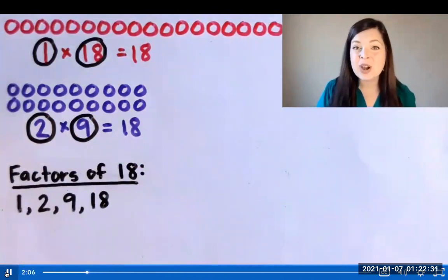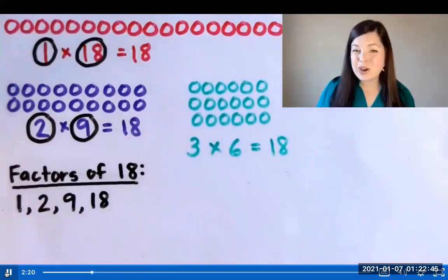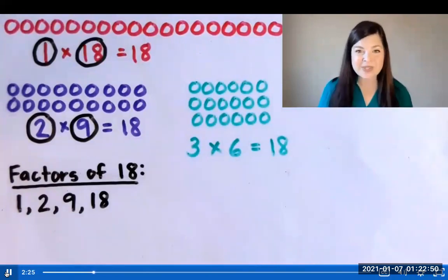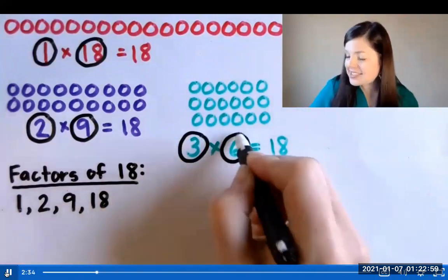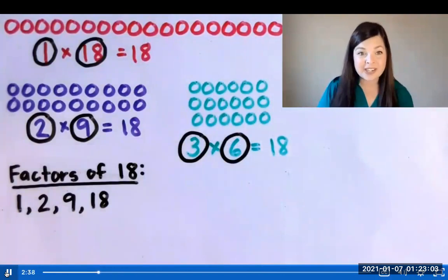Pause the video now and draw another array with a product of 18 that represents two different factors than we found so far, and write a multiplication sentence that matches. Then come back and we'll compare. Did you draw an array that represents 3 times 6 equals 18 or 6 times 3 equals 18? What new factors of 18 did we find? Now we can see that 3 and 6 are also factors of 18. So let's add them to our list of factors of 18.